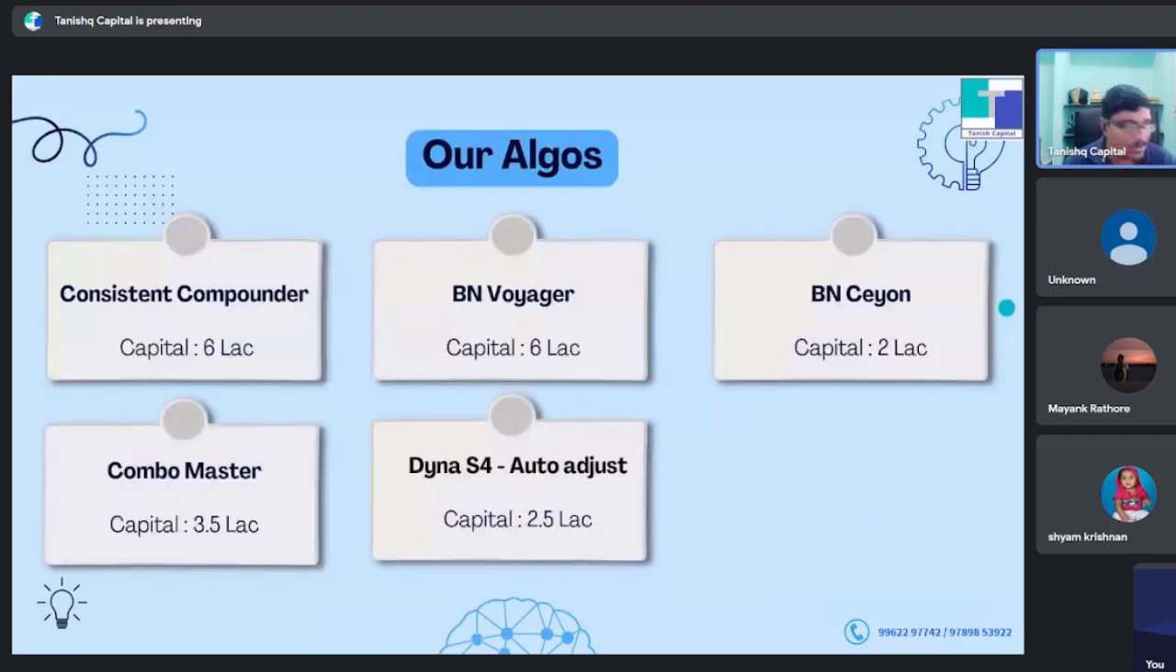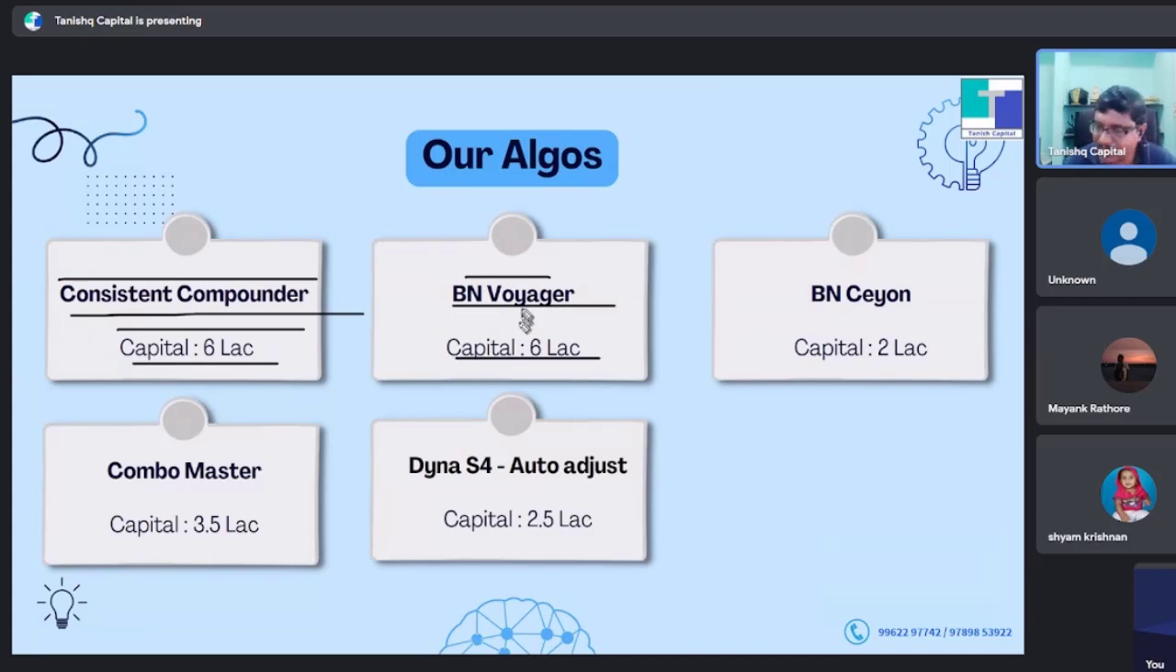Right, what are all the algos we generally have? So we have a Consistent Compounder, that is basically for 6 lakhs. Then Voyager. Voyager means what? Whatever the market does, it will try to go with the market. The name suggests that. What are the ideas? Very simple though, but all the concepts are very strong. We have made it because we've been teaching intraday concepts since 2014-15, and what we're trying to do is we established a process, an algo-makeable process.